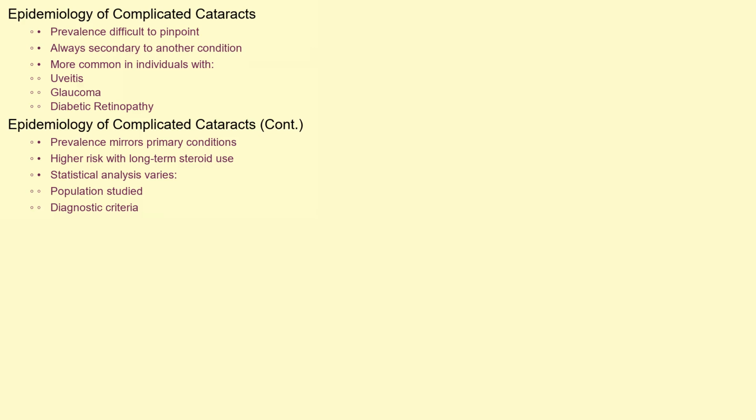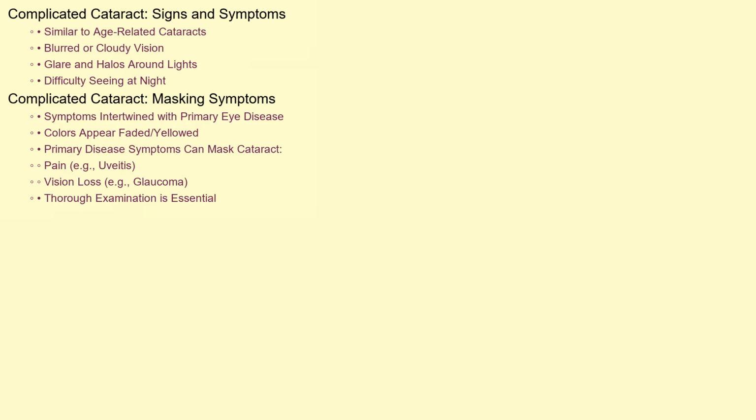Due to the nature of it being secondary, statistical analysis can vary depending on the population studied and the criteria used for diagnosis. The signs and symptoms of a complicated cataract are often similar to those of age-related cataracts, but they may be intertwined with the symptoms of the underlying eye disease. Blurred or cloudy vision is the most common complaint. Patients may also experience glare, halos around lights, and difficulty seeing at night. Colors may appear faded or yellowed.